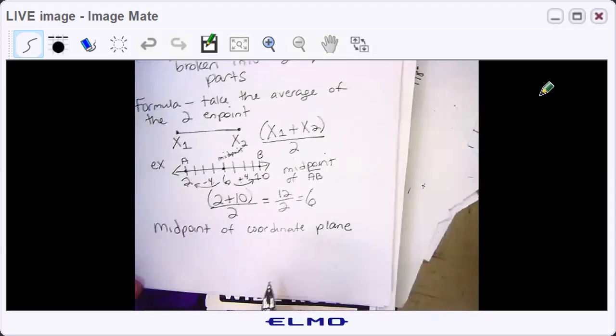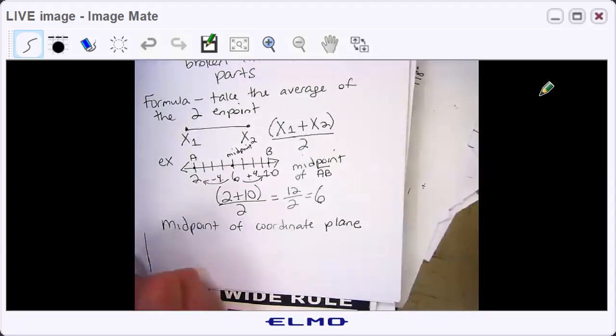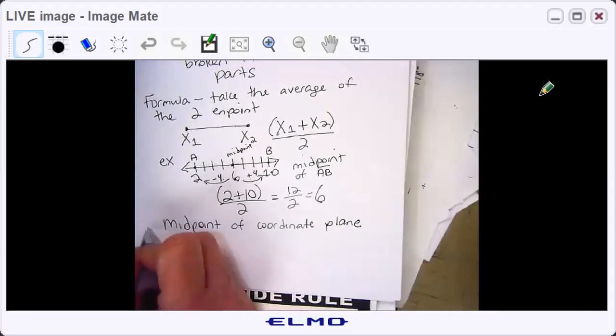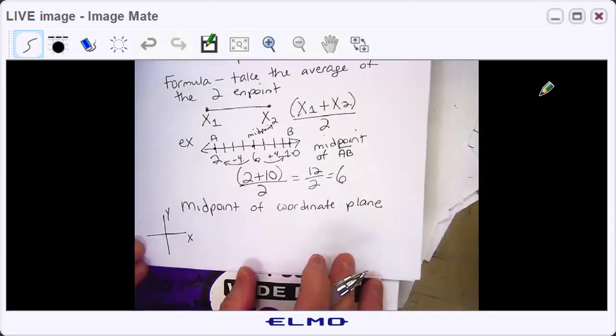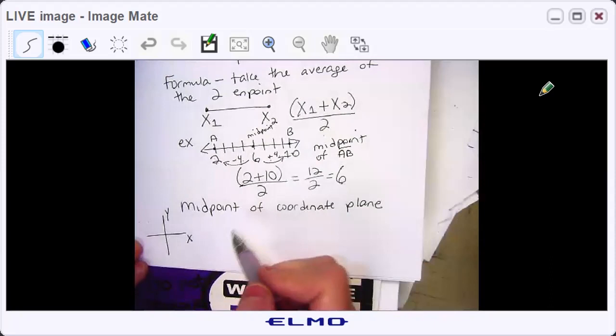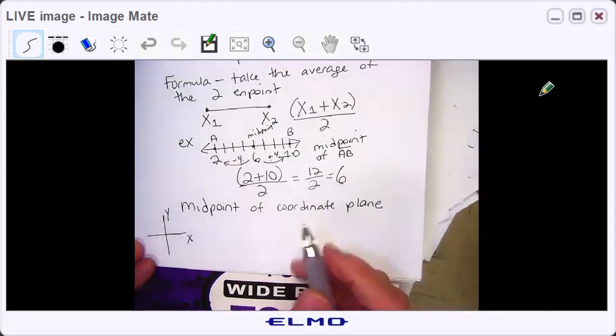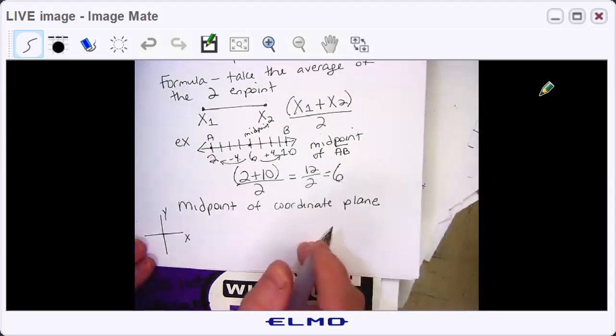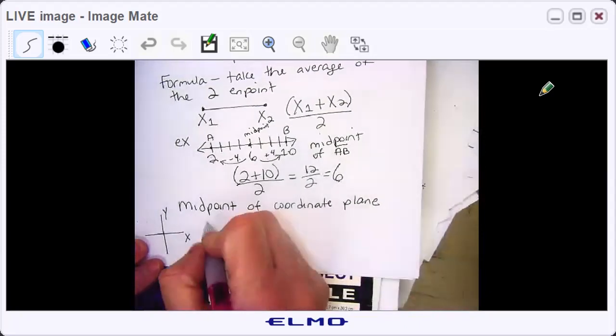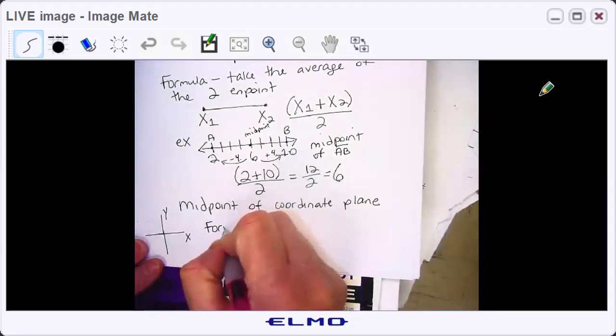And of course, when you're on the coordinate grid, we're talking about the grid that looks like this, that has an X and a Y. And our coordinate points are going to have an X coordinate, an X component and a Y component. So because of that, the formula is going to be a little bit different. Let me go ahead and write the formula out first.